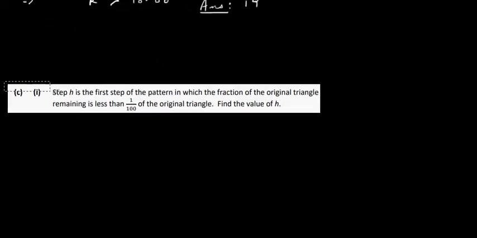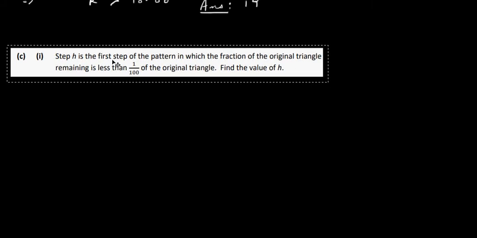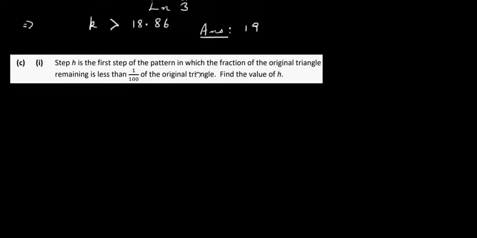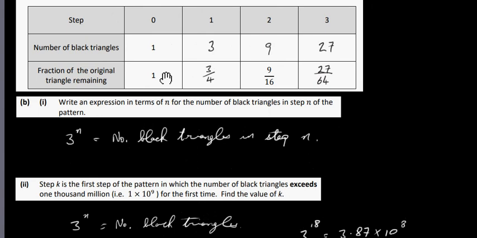Let's just have a look at C part 1. So we've got step H is the first step in the pattern in which the fraction of the original triangle remaining is less than 1 over 100 of the original triangle. Find the value of H. So what we're going to do here is just look at the fractions of the original triangles remaining, and we have that in our original table here. We're going to look at this sequence of numbers here. So I'll just write these down here.